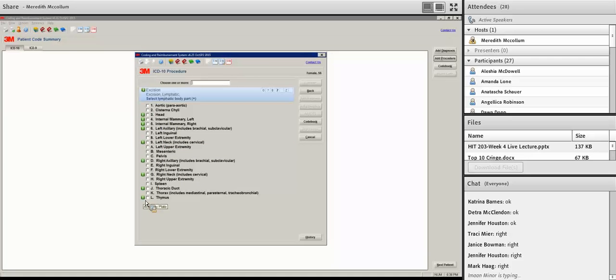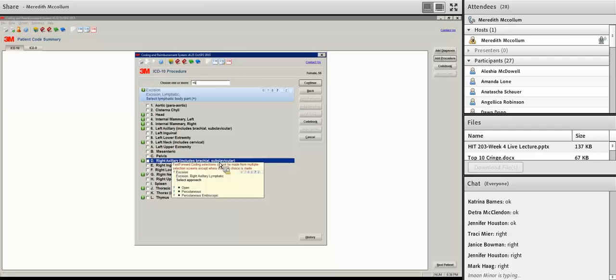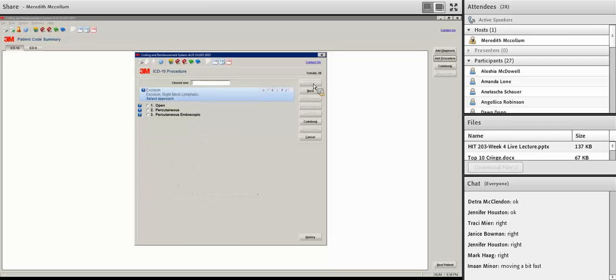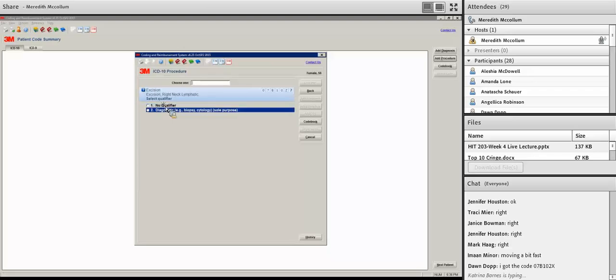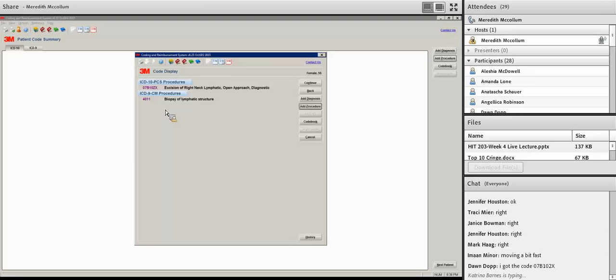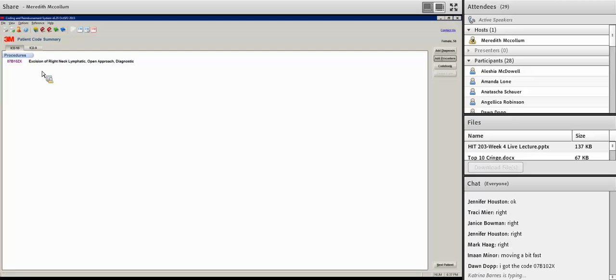Okay. And then it was done open, and it was diagnostic. And so ignore the I-9 code. So you have excision of right neck, lymphatic, open approach, diagnostic. So any questions on that one?